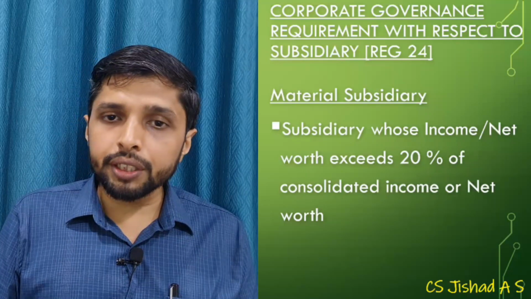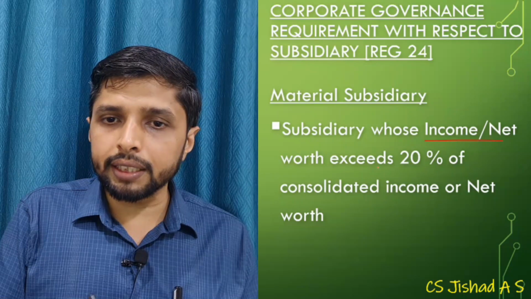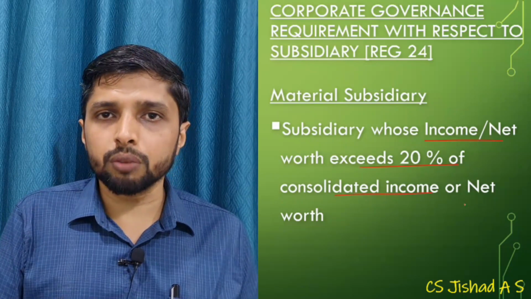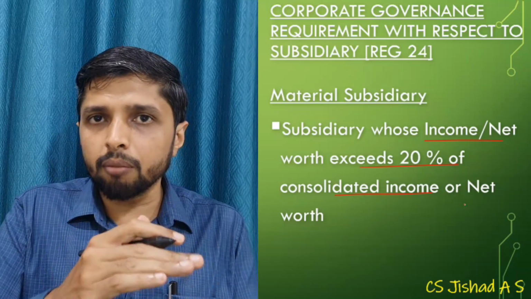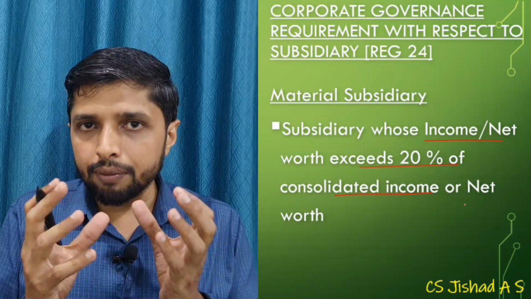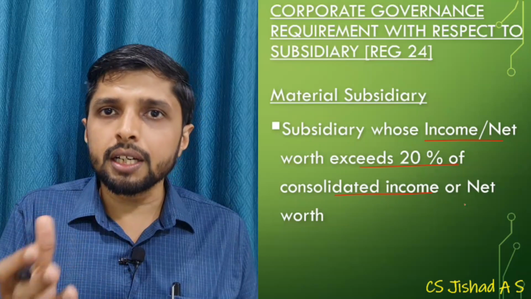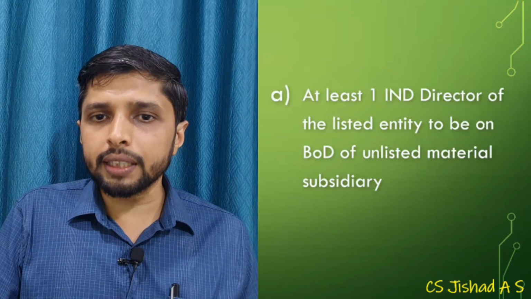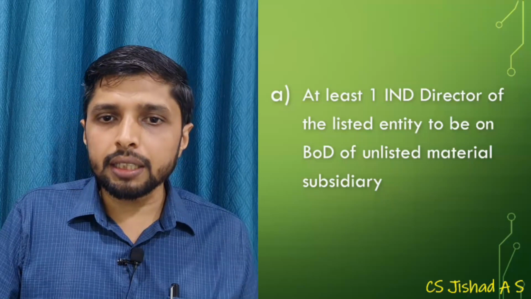So material subsidiary is a subsidiary whose income or net worth exceeds 20% of consolidated income or net worth. So we have to calculate the consolidated income or net worth of that holding company and subsidiary company, and if the subsidiary company's share in income or net worth exceeds 20% of the total, it is known as material subsidiary. Okay. So we will discuss the provisions which will have to be complied by the material subsidiary.